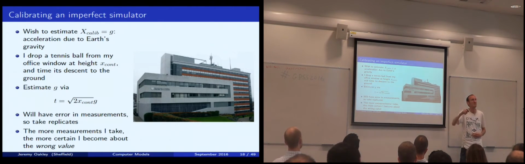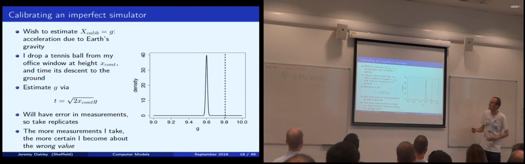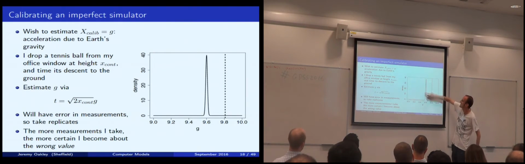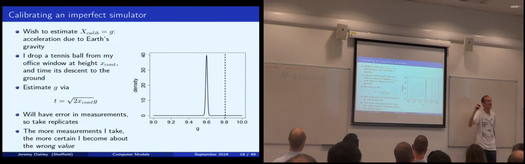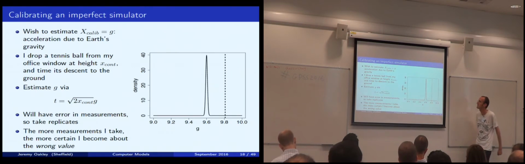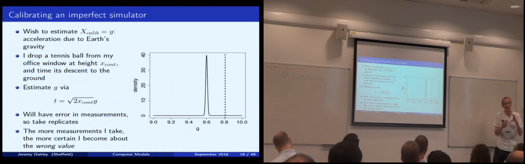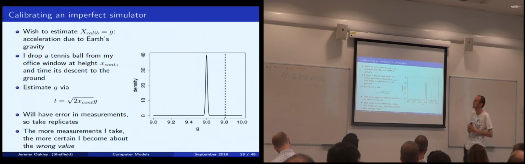But I'm going to become more and more certain the more data I get. So as I take lots and lots of observations, I'm going to end up with a very tight posterior distribution, but one that is centered around the wrong value, because I've calibrated a model that was not right in the first place. So this is one of the problems of what happens when we try and combine these imperfect models with physical data.